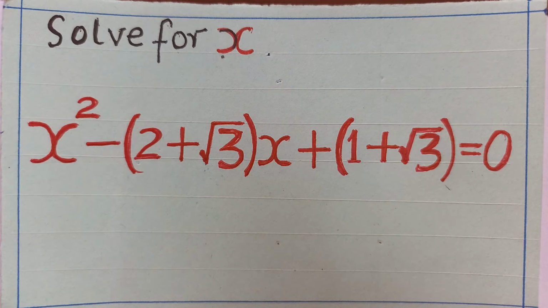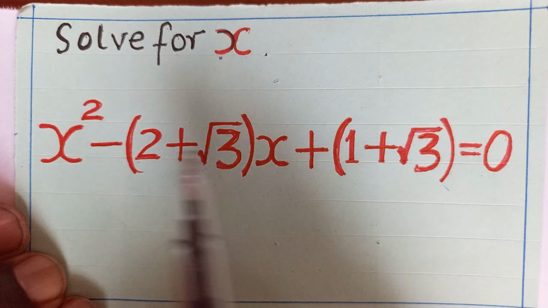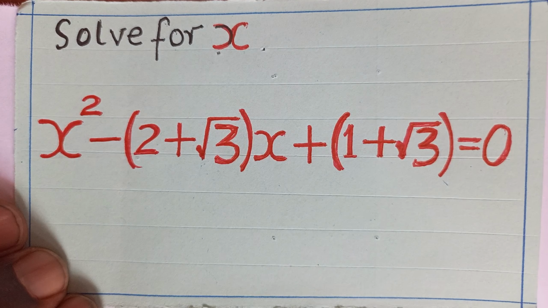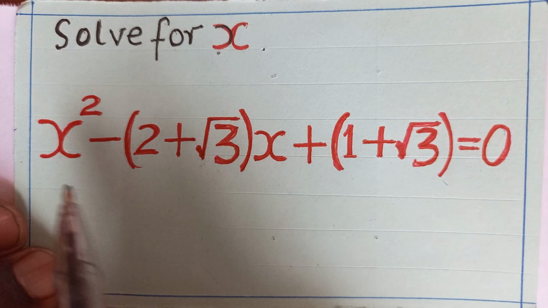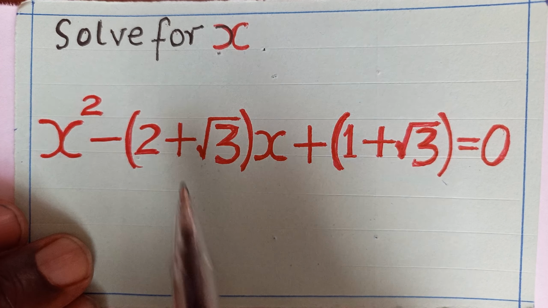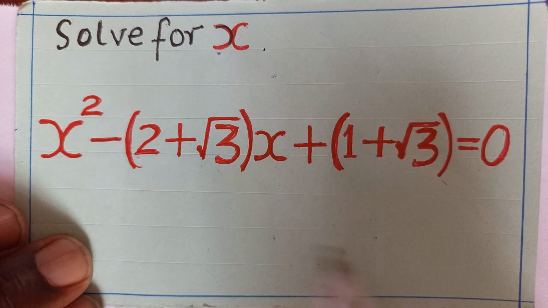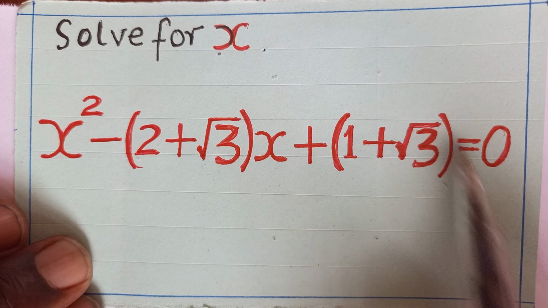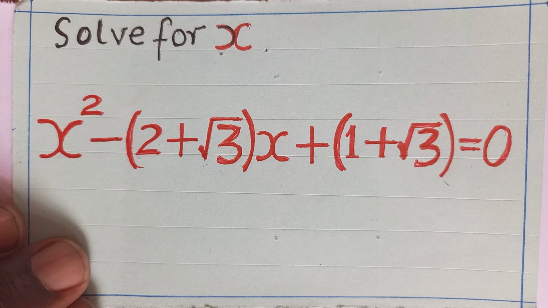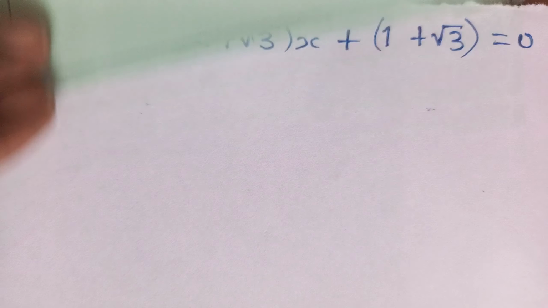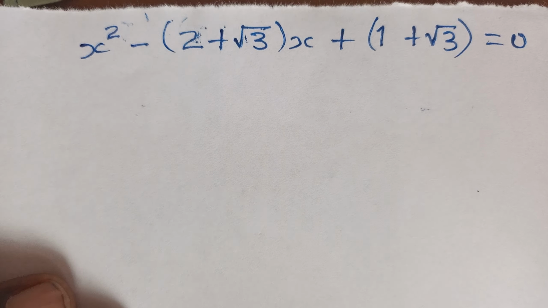I read the question first. So for x, guys, we have a quadratic equation here which we need to solve. As you can see, you have x squared minus (2 plus root 3) x, plus (1 plus root 3), is equals to 0. So guys, we are solving that problem. And so we can start off from this point.